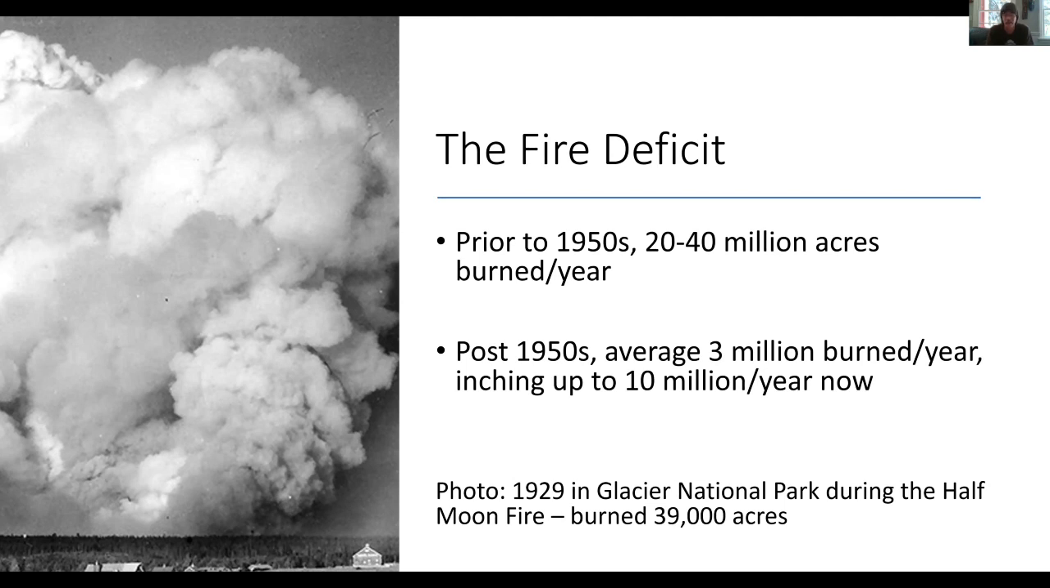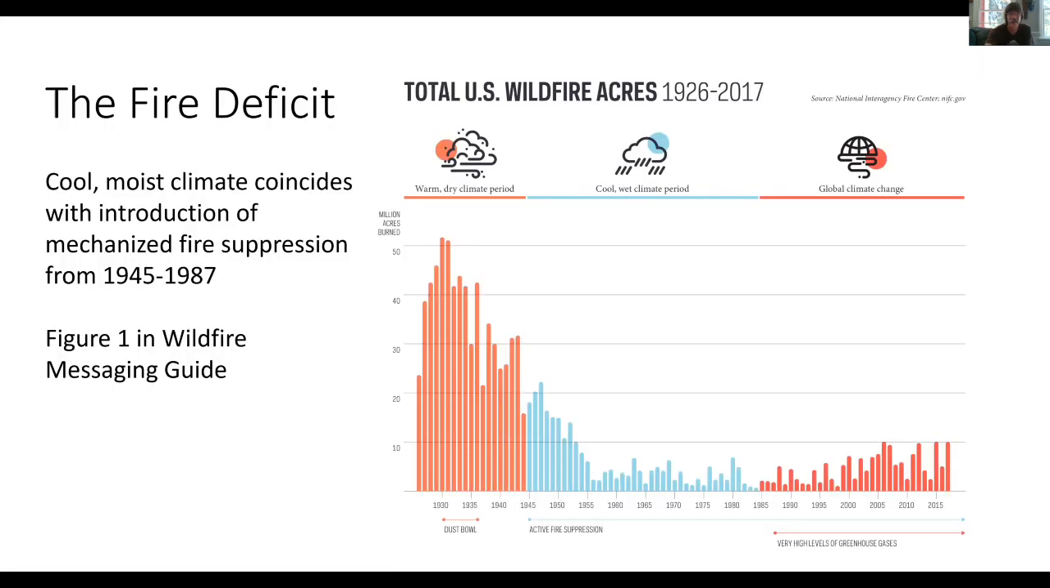And there was no fire crisis, there was no hysteria. But after World War II, and especially after the Korean War, it plummeted to barely 3 million acres. It's inching up to about 10 million acres. The Forest Service predicts it could go up to 12 million acres in the near future. That's still far, far less than the 20 to 40 million acres.